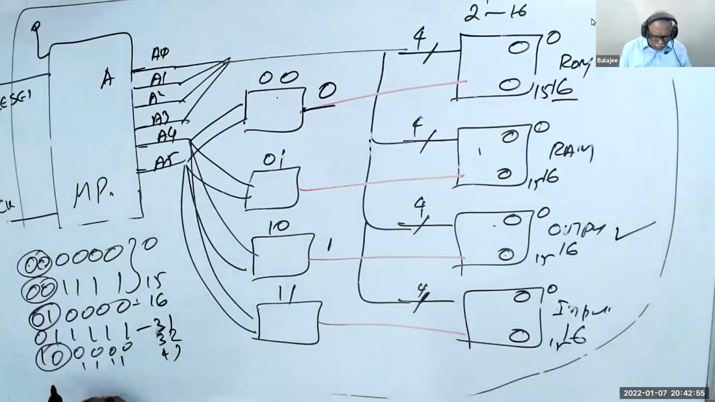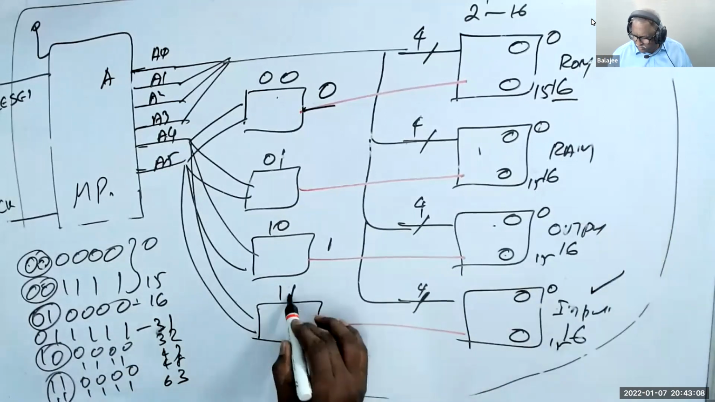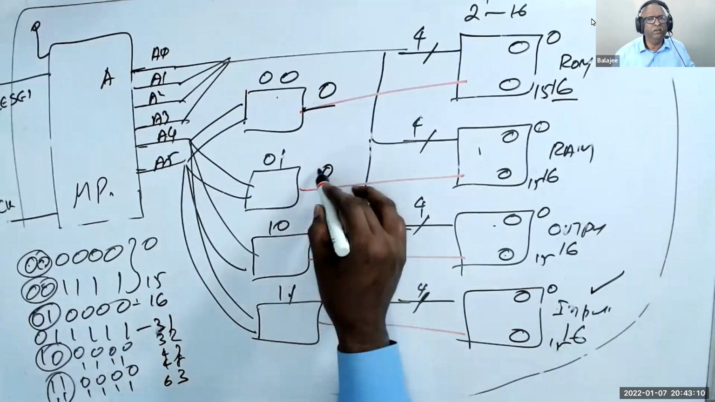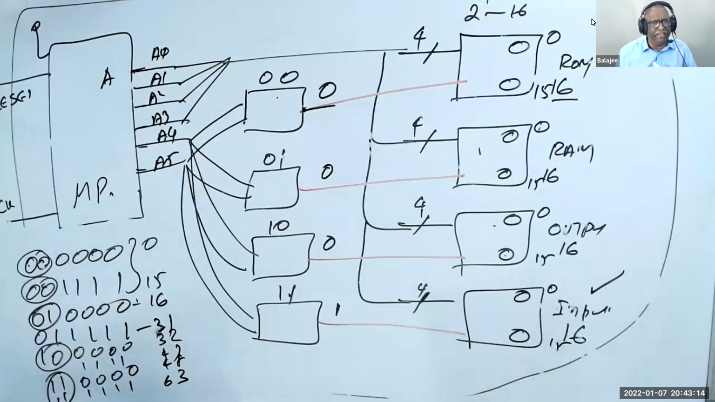Now the last one is 1, 1, 0, 0, 1, 1, 1, 1, 1, 1. Both are 1, 1. Now 48 to 63. Which is selected? This is selected, because it is 1, 1. All are zeros. I know that your problem is you are not very familiar with binary.